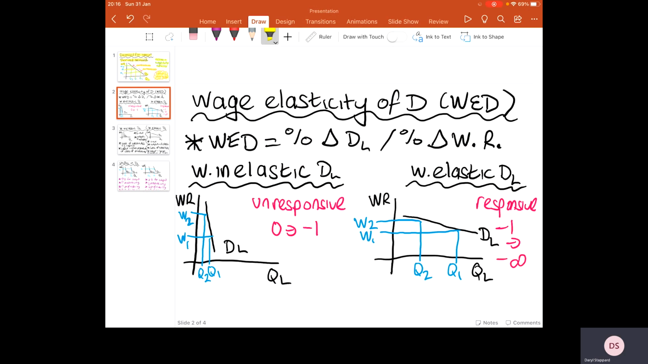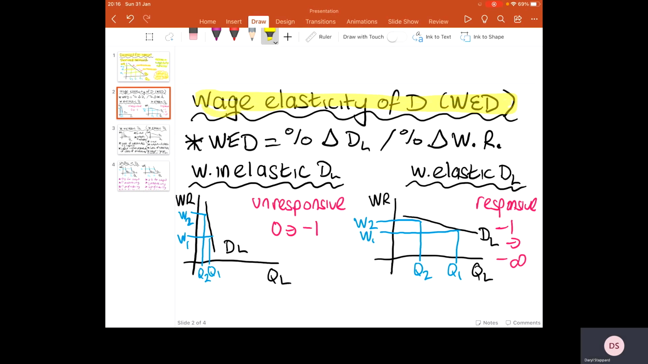Right, okay, now what we've got to be thinking about is a topic that, again, we looked at under 1.2. We looked in theme 1 at price elasticity of demand. And that was about the responsiveness of the demand to a change in prices. Now, what we can look at with labour markets is wage elasticity of demand.